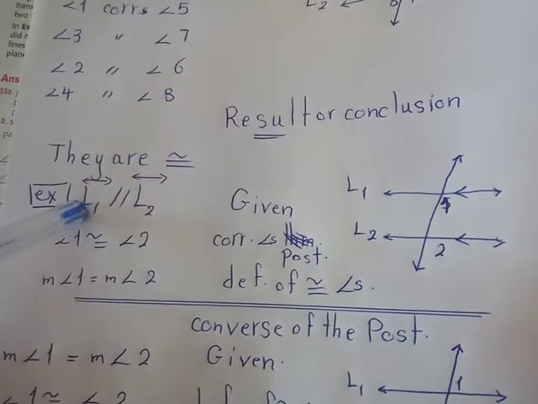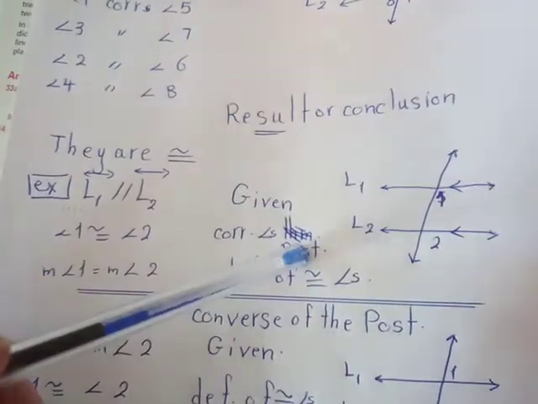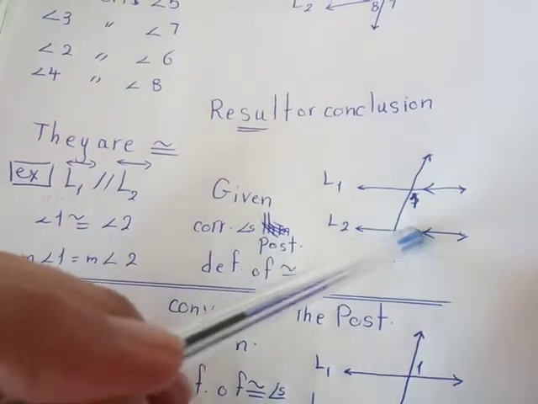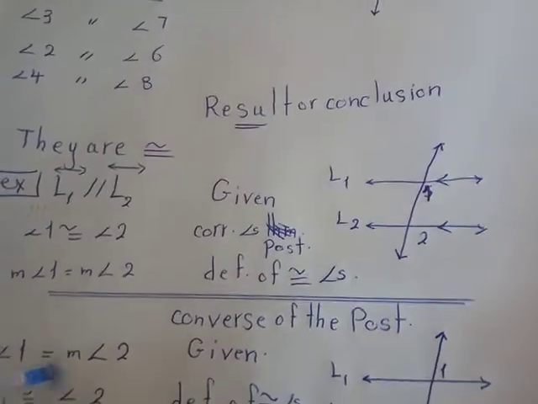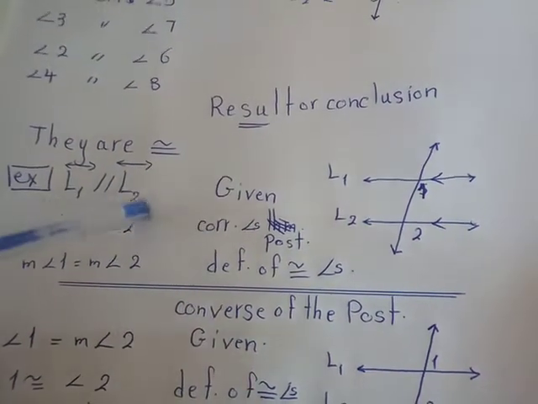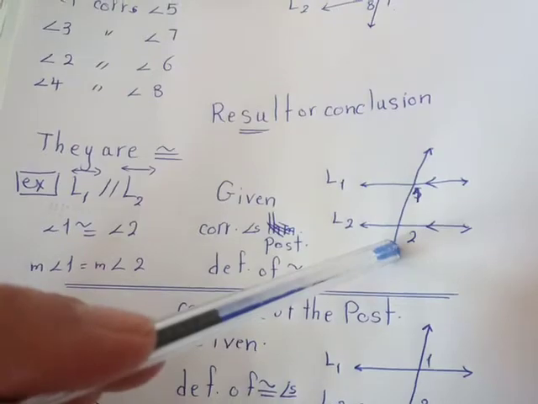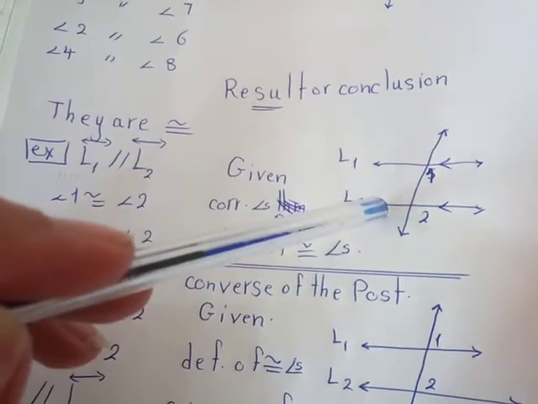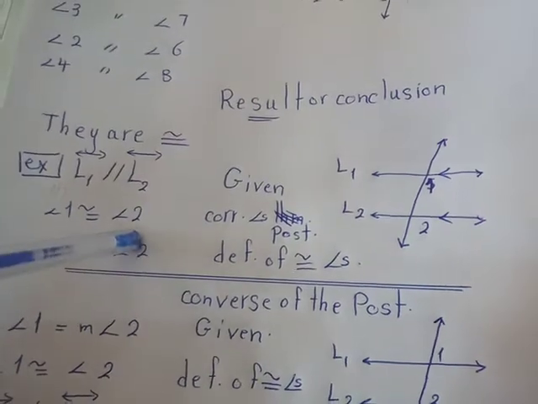Example for this. If we have line 1 parallel to line 2, it's given. From where did you understand this? From the arrows. These two arrows mean the two lines here are parallel, okay? So line 1 parallel to line 2, it's given. And what is the relation between angle 1 and angle 2? They are corresponding. So they are corresponding and the two lines are parallel, so they are congruent. So angle 1 congruent to angle 2.